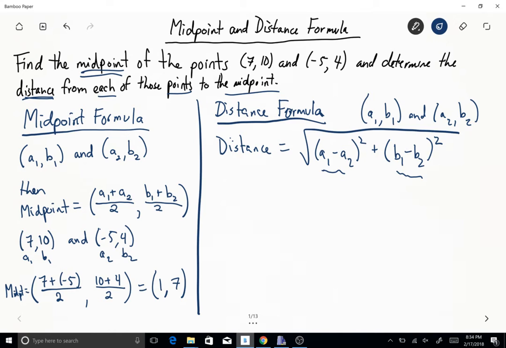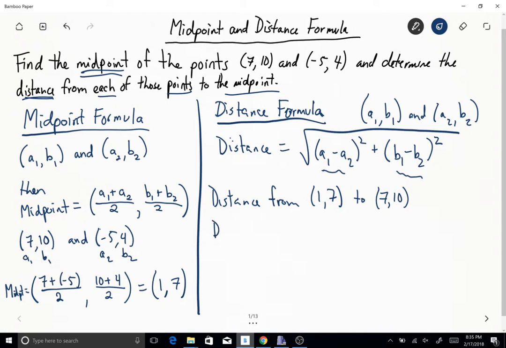So in this case, if we want to find the distance from the midpoint, first we'll do the distance from (1, 7) to, let's say, (7, 10).